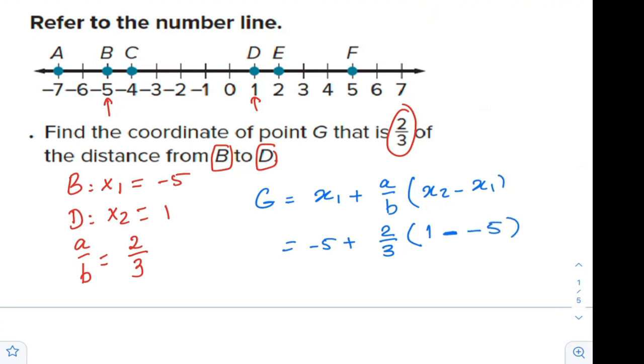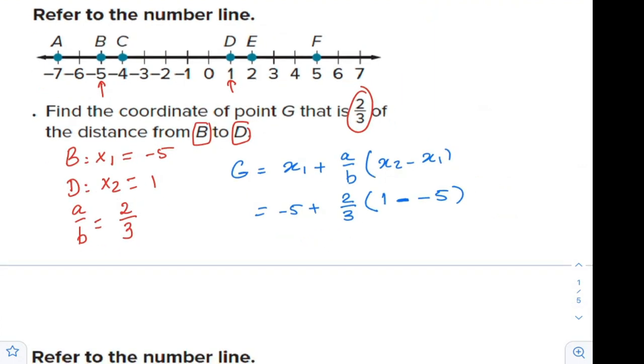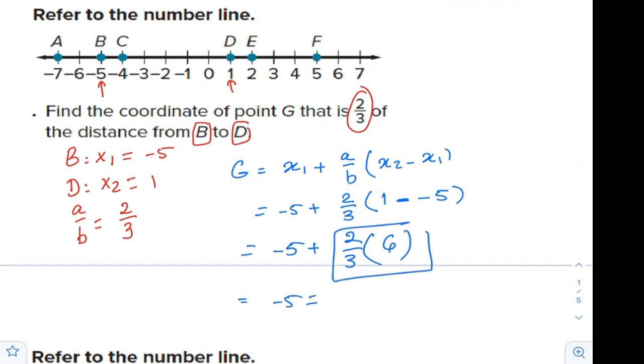The minus is a must here. And all the rest of the steps will be calculations. The rest is substituted as usual. -5 plus 2/3 times 1 minus -5, which is 6. Multiply first. So it is 6 times 2, 12/3, 4. So -5 plus 4, which is -1. That means the location of G will be at -1 if you want it to be 2/3 the distance from B to D.